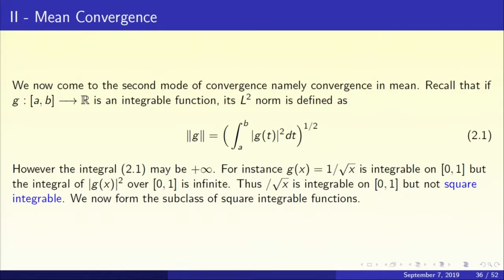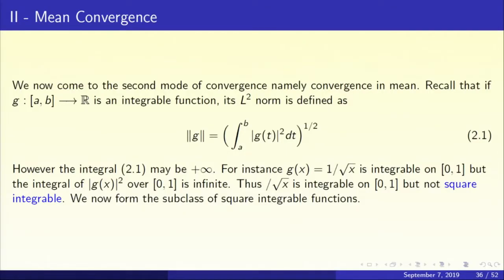However, the integral that you see in 2.1 may actually diverge. It may take the value plus infinity. For example, let's take the function g of x equal to 1 upon square root of x. It is integrable on 0 to 1, right? So integrate 1 upon root x, you get square root of x times a constant. Put the limits 0 and 1, you get a finite value.